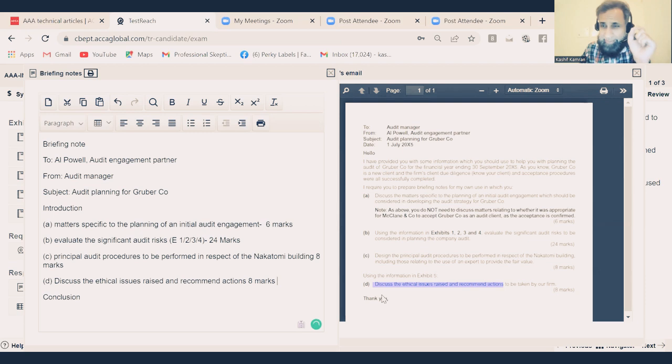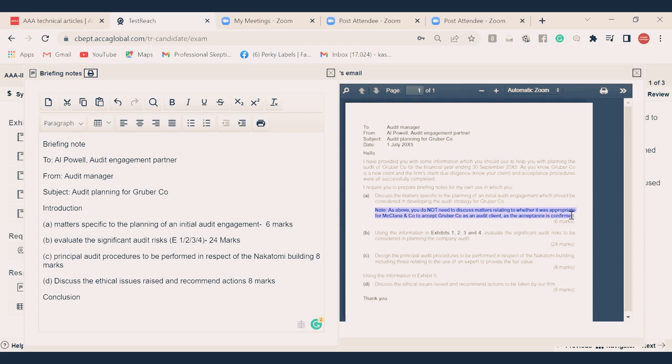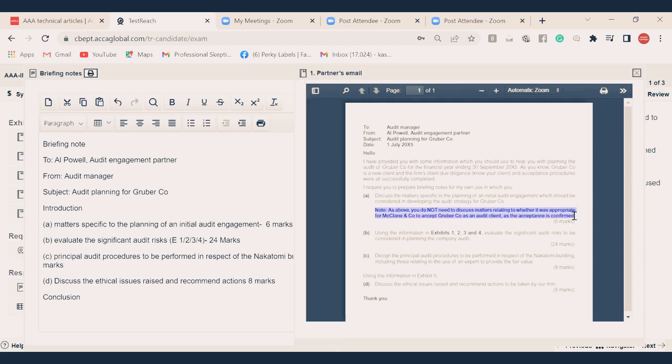Now, examiner is telling us something very important in the requirement A. And a lot of times students ignore it. Can you see the note number under the requirement A? And students literally ignore the note number. They don't concentrate on the note number. The note number can tell you something very important, which can change the answer. Now, in the note number, the examiner is telling you, as above, you do not need to discuss matters relating to whether it was appropriate to accept Grubber as a client, as acceptance is confirmed.